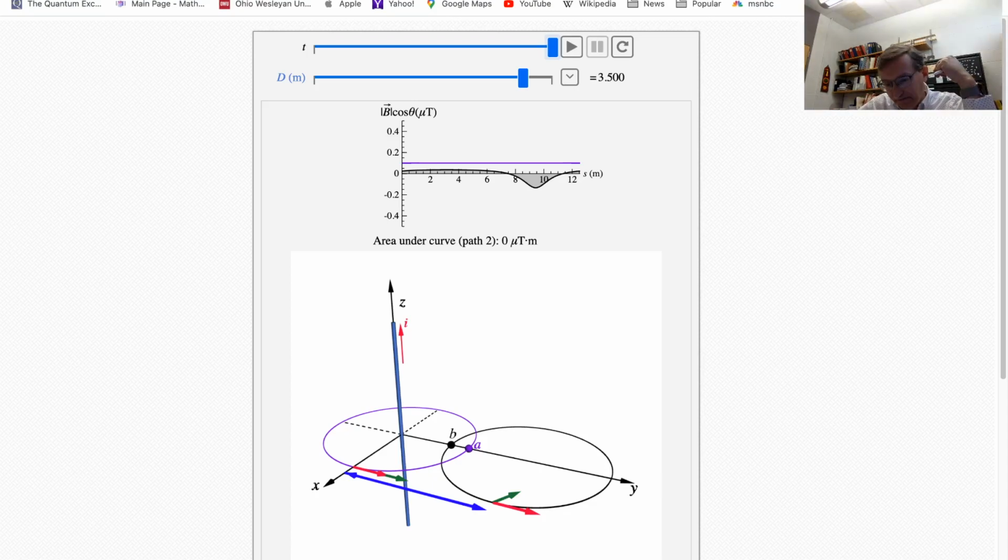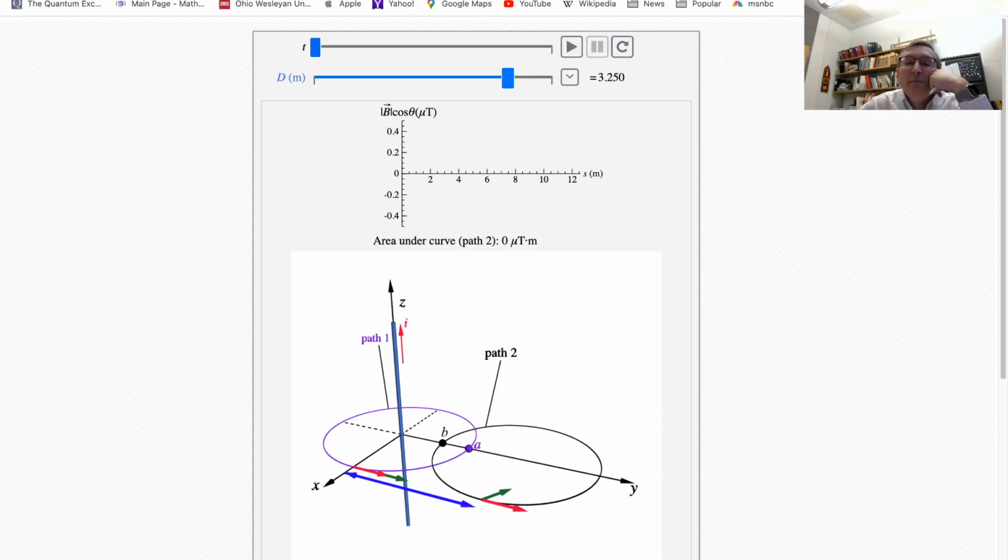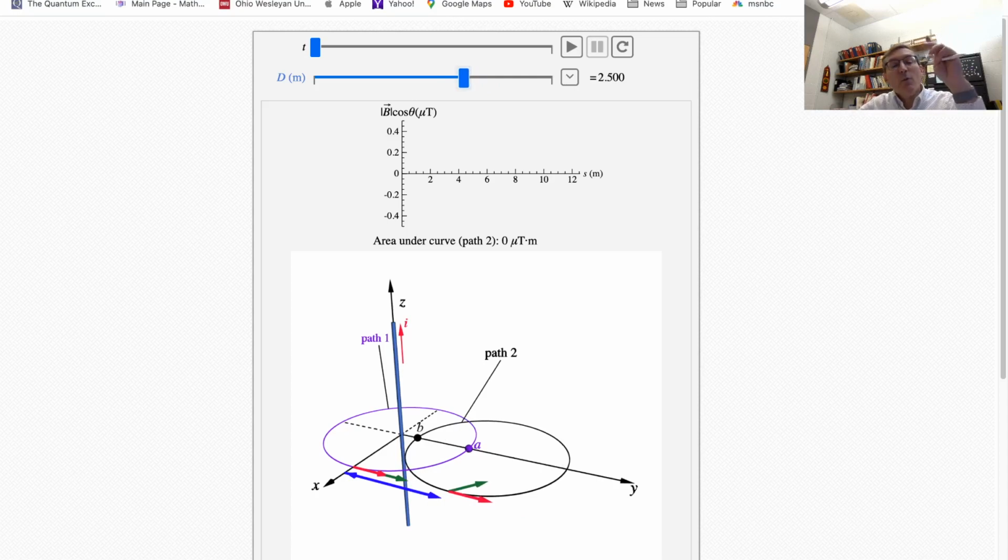So now I'm going to reset the animation, and I'm going to make the D a little bit smaller. Let's go down to something like 2.5 meters. Now, see path 2 got a little bit closer to the wire? But notice that the wire still does not pierce through the interior of path 2, like it does in path 1, yes? So when we run the animation and we get the graphs from which we can get the circulations, what do you think we're going to get for path 2? Think about that a minute. You ready? Make a prediction.